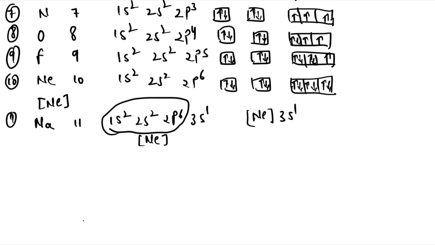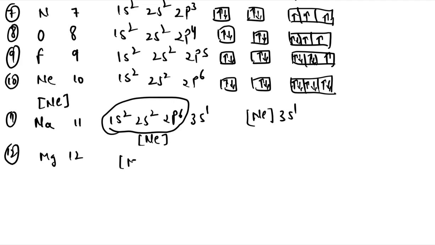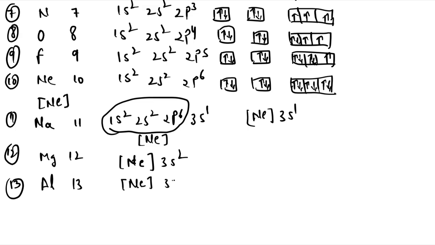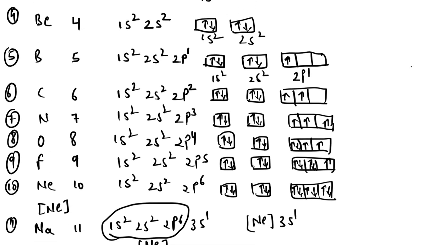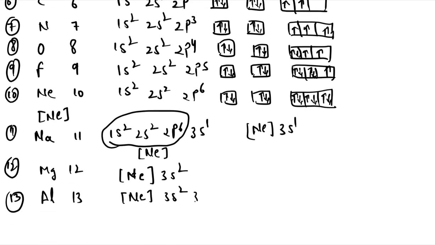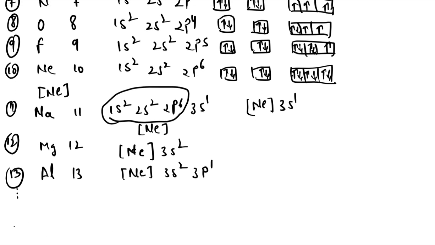Then after sodium we have magnesium. How do we represent magnesium? We are going to write neon followed by 3s2. What about the next one? Next one is aluminium. Aluminium has 13 available electrons. So we will be writing neon 3s2. This will make 12 electrons. What about the 13th electron? The next available orbital is the 3p orbital, right? So the next orbital where the electron is going to go is 3p1, right? So similarly we can write for the rest of it.